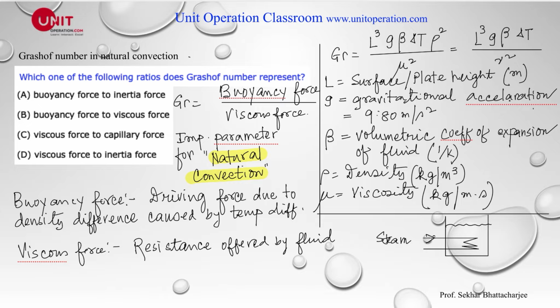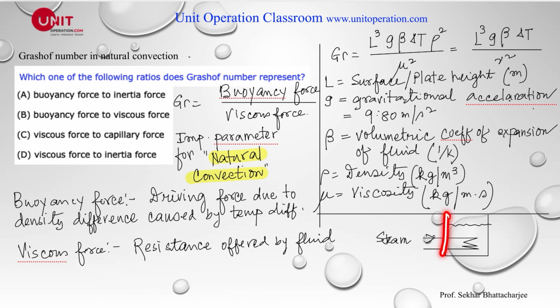I will explain where this Grashof number becomes important. Nu is the kinematic viscosity, which is equal to mu over rho, so this can be written like this also. The Grashof number is a very important parameter for natural convection.